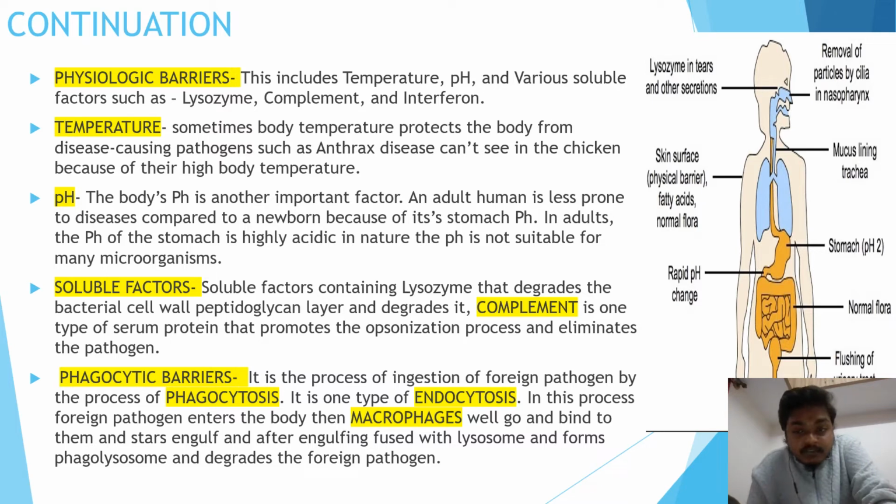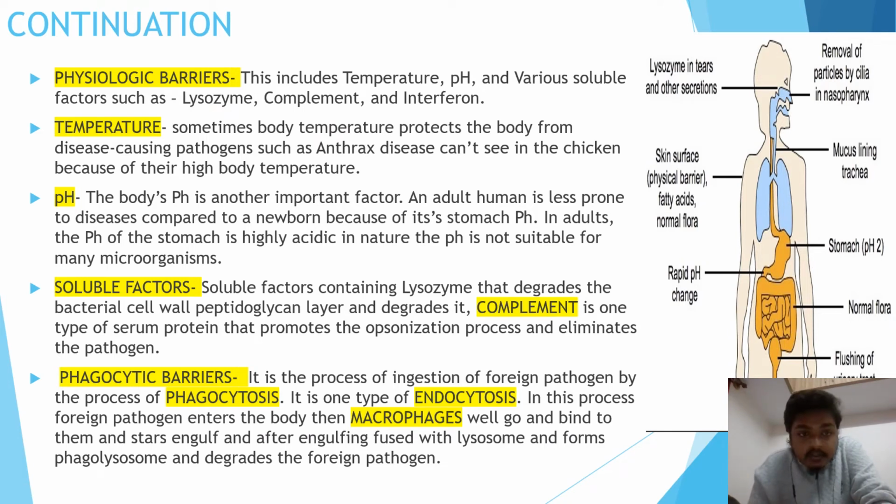Next is the pH. As we all know, our gut's pH is very low. As I already said, in acidic conditions, different microorganisms cannot grow properly. Only those microorganisms that thrive in a highly acidic environment can survive. Otherwise, not all microorganisms are able to survive in that environment. So this is the pH, and that's how it is protecting our body.